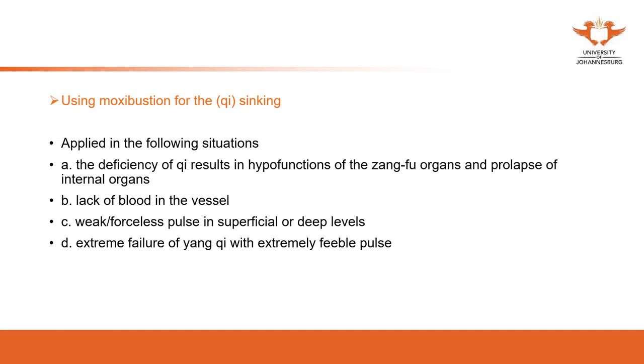Second, moxibustion can also be used for lack of blood in the vessels. The lack of blood in the vessels is actually related to the hypofunction of the zangfu organs. It actually refers to blood deficiency. When we see blood deficiency, we need to think about where the blood comes from, the formation of the blood. Then you can think about the spleen, the kidney, the liver, all these different zangfu organs. A weak or faint pulse at the superficial or deep levels also refers to deficiency.